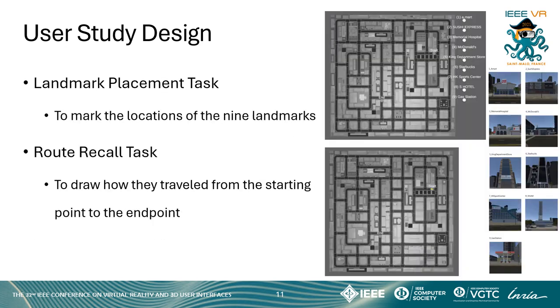In the landmark placement task, participants were provided with images and names of the 9 task landmarks, along with a grayscale map that included the starting and end point. They were required to mark the location of the 9 landmarks. In the route recall task, participants were provided with images and names of the 9 task landmarks, as well as a grayscale map that included the starting and ending points. They were required to draw the route they traveled from the starting point to the end point.